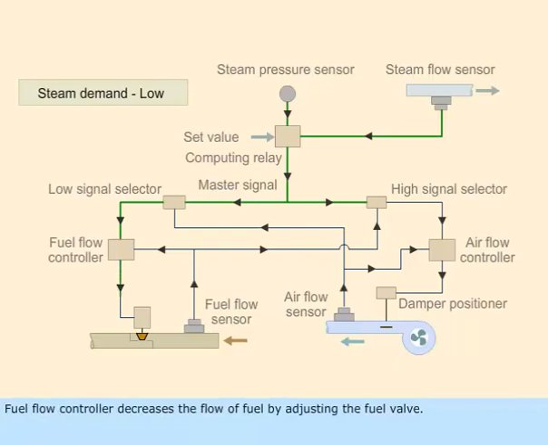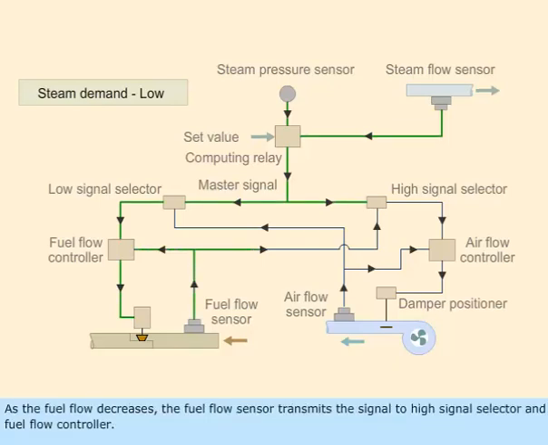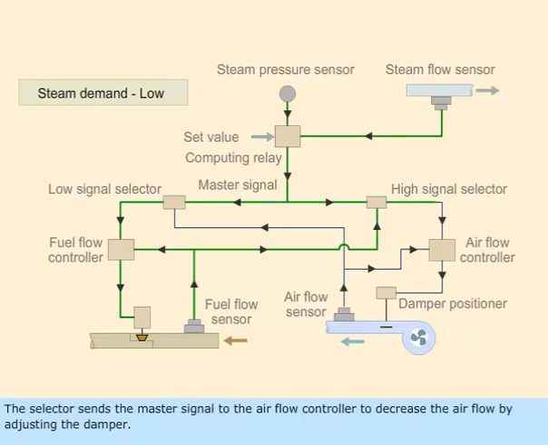Fuel flow controller decreases the flow of fuel by adjusting the fuel valve. As the fuel flow decreases, the fuel flow sensor transmits the signal to high signal selector and fuel flow controller. The selector sends the master signal to the airflow controller to decrease the airflow by adjusting the damper.